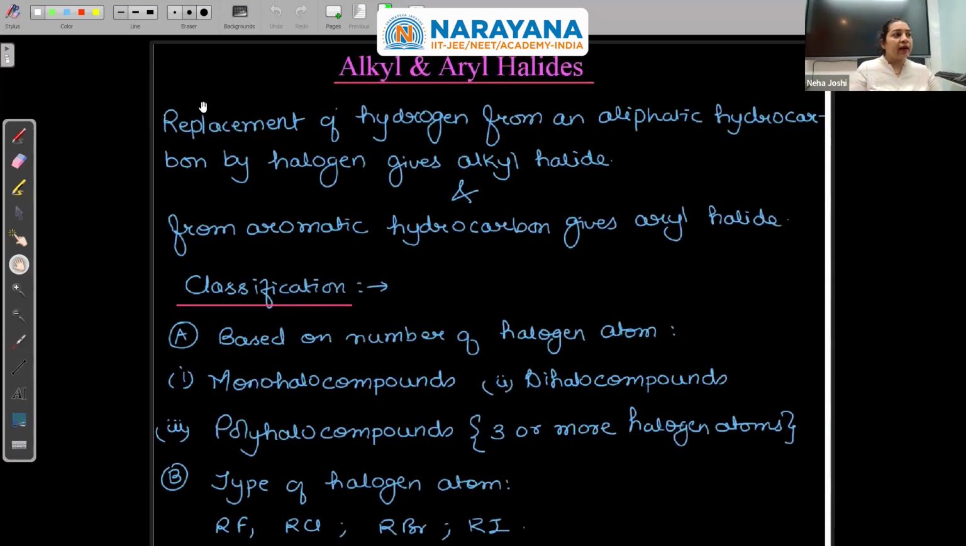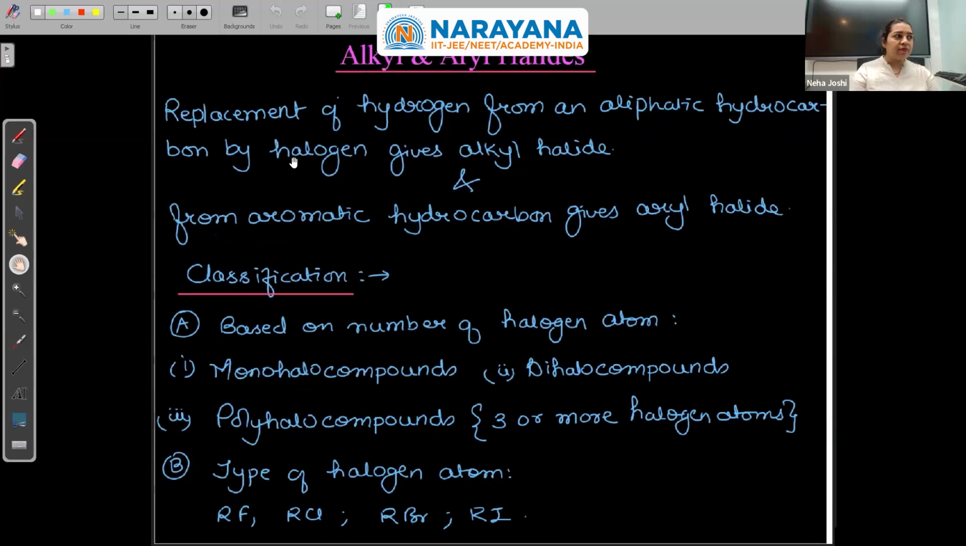Alkyl halides and aryl halides. Replacement of hydrogen from an aliphatic hydrocarbon by halogen will give you alkyl halide, and from an aromatic hydrocarbon like benzene will give you aryl halide. When halogen is directly bonded to an aromatic system, you call it aryl halide. If it is connected to an aliphatic system, like methyl, phenyl, etc., then you call it alkyl halide. That is the way you will name aryl and alkyl halides.